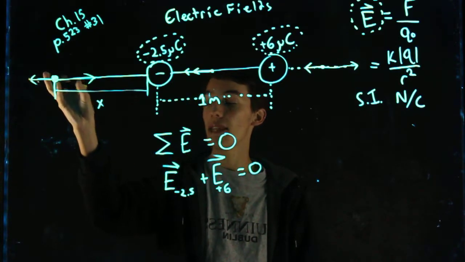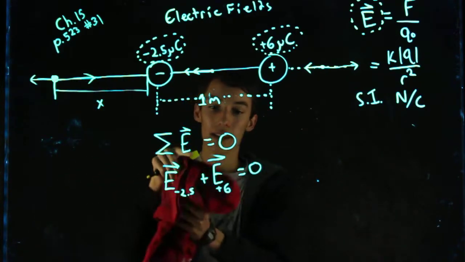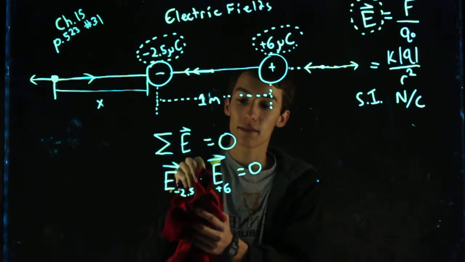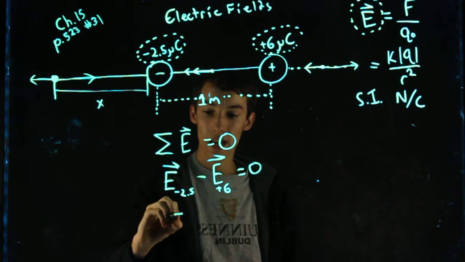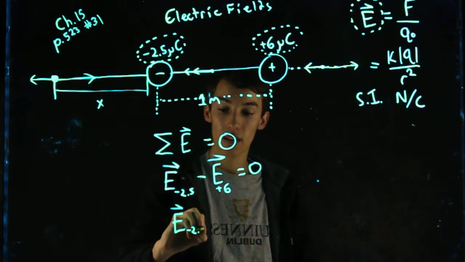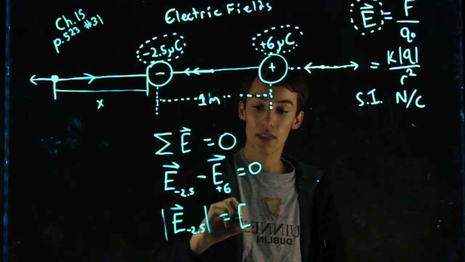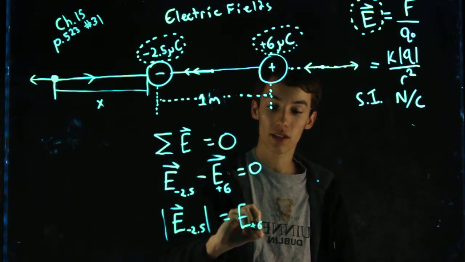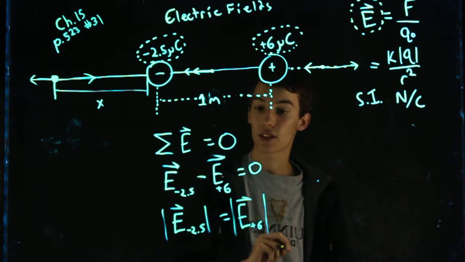since I need to align them to be in the same direction to be able to add them, I can actually make this a minus sign, because they're going to be in opposite directions. So we know that the magnitude of our electric field from the negative 2.5 charge is going to equal the magnitude from our positive 6 charge. And that's just our vector work getting those electric fields to cancel.